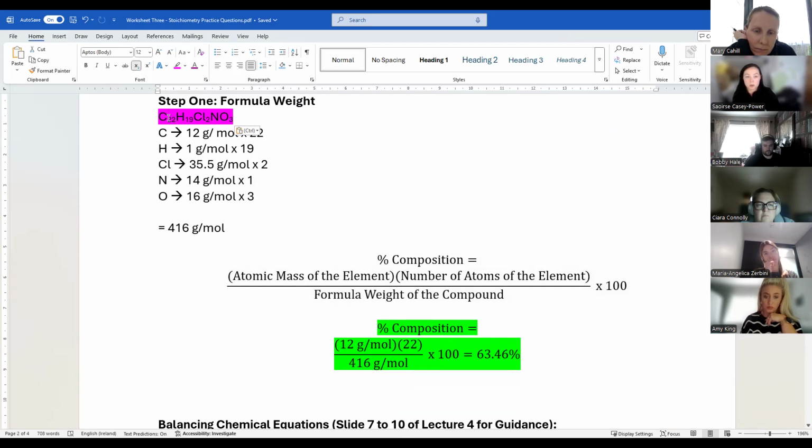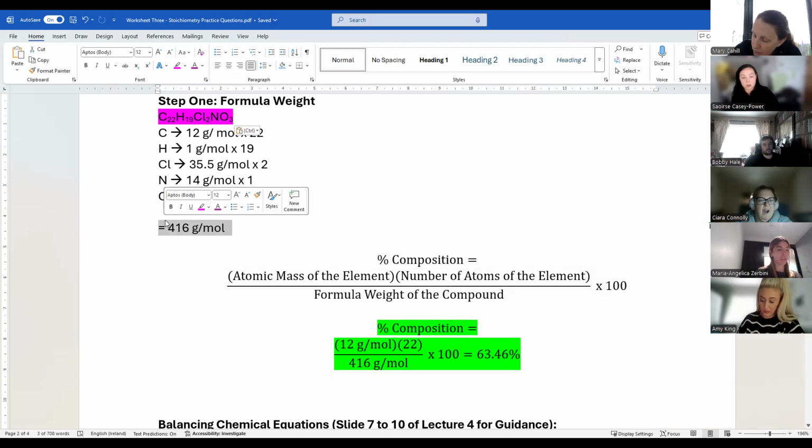So it's our carbon 22 there. All I have to do here is take, now you can do this out and have a figure for that there, but I've just done it out like this. It's 12 grams per mole for carbon from the periodic table of elements. Multiply it by 22 because I have 22 carbon atoms in this whole formula. And then I've just calculated my formula weight as 416 grams per mole.